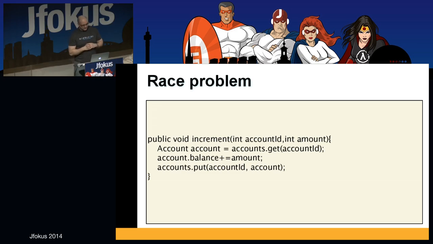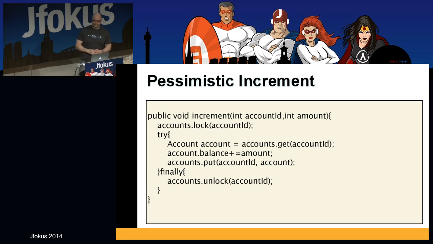Okay, this is a small race problem. Imagine I'm going to increment the balance for a specific bank account. I have an increment method, the account ID and the amount. First I read out my account, I increment the balance, and then I put it back. The fundamental problem here is that the get and the put is not an atomic operation. Therefore, if you do it concurrently, then you could lose data, or your bank account could be too high or too low. Too high is probably good, too low is no good. So I'm going to fix this.